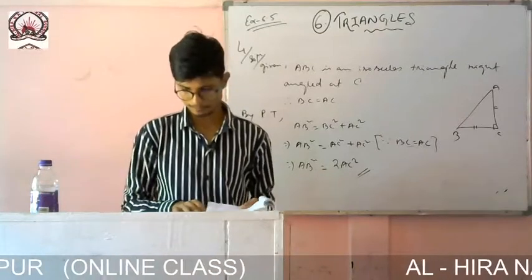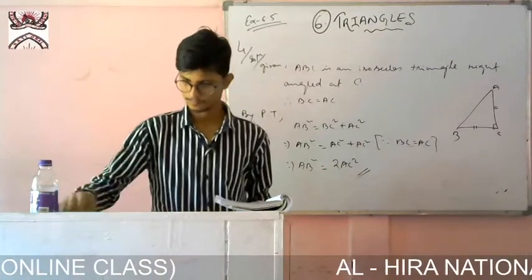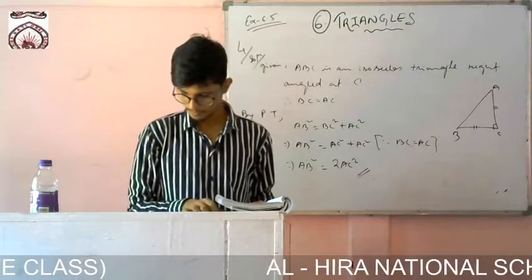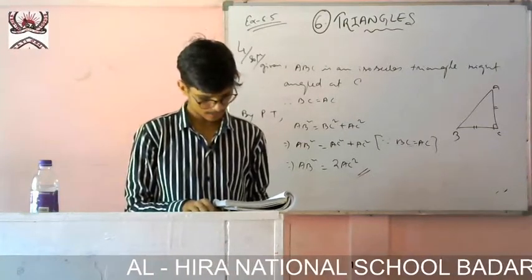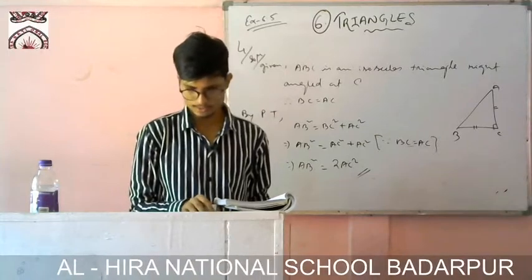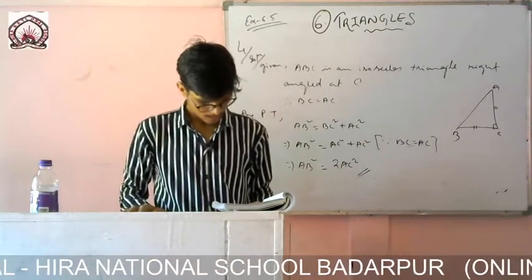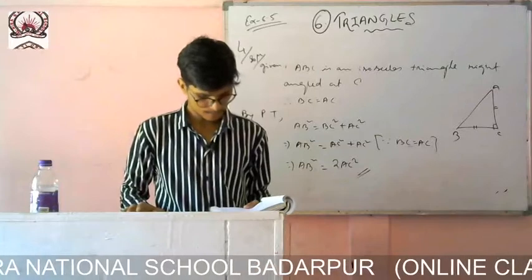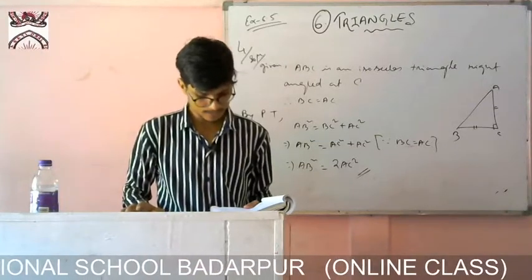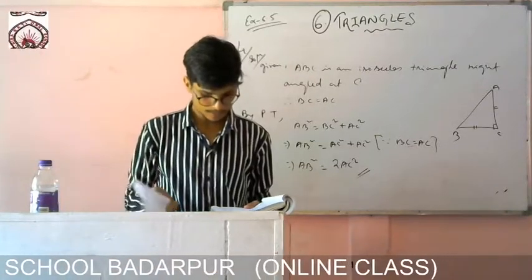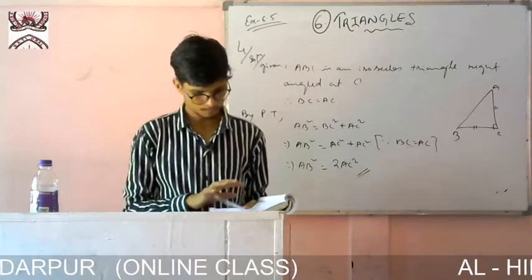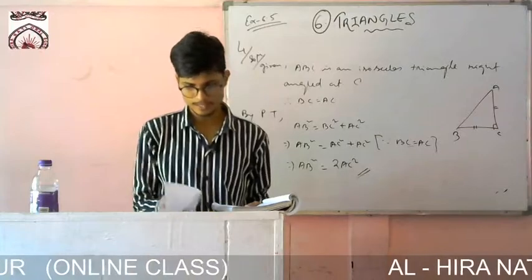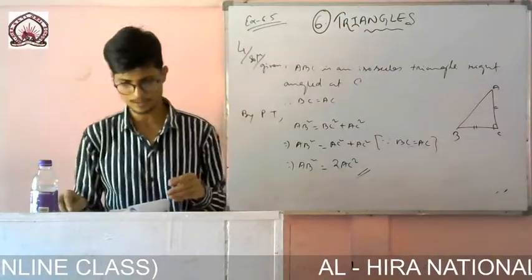Now question number 5. It is given that ABC is an isosceles triangle with AC equals to BC. If AB square equals twice AC square, prove that ABC is a right triangle. You have to prove that ABC is a right triangle. So it is similar to the earlier one, just the reverse of it.